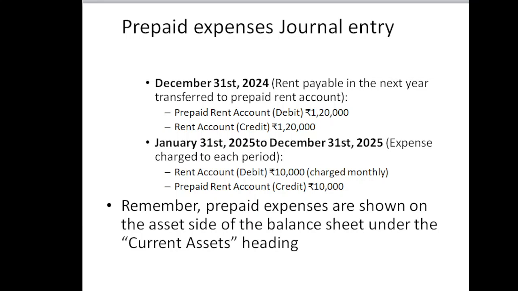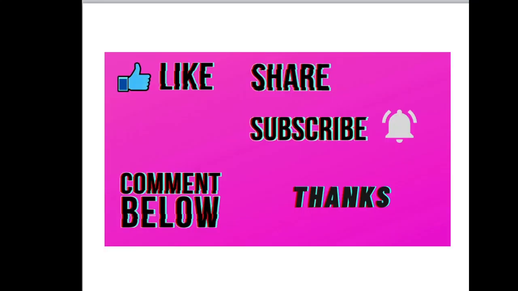So in every month we will do the entry as rent account debit for 10,000 to prepaid rent account for rupees 10,000. In February, similarly, we will do the same journal entry for rupees 10,000. Remember, prepaid expenses are shown on the asset side of the balance sheet under the current asset heading.